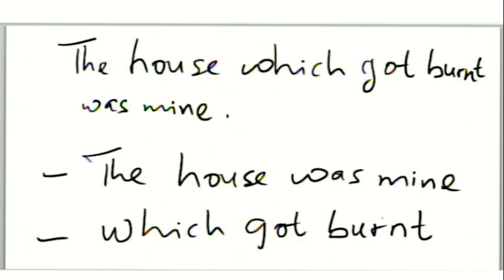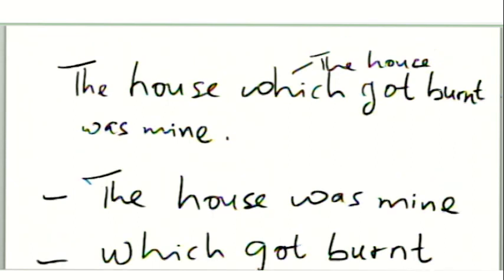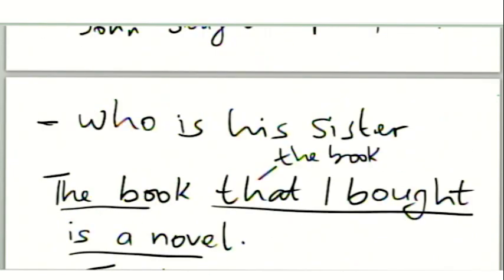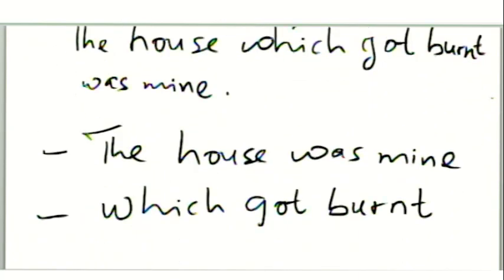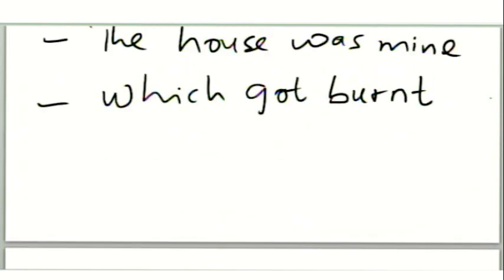Which got burnt is not a question, so the meaning is not complete. But it's a clause because which represents the house. So if you replace that, what do you have? The house got burnt. It has a subject and a predicate. So whenever you use relative pronouns and you have a complete sentence, you should know that it contains two clauses. As we saw early on, we had our two sentences. John bought a pen for Ya, and then Ya is John's sister. So all these sentences contain two clauses.